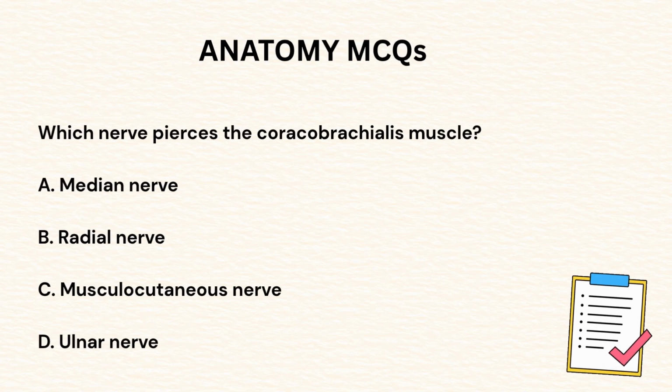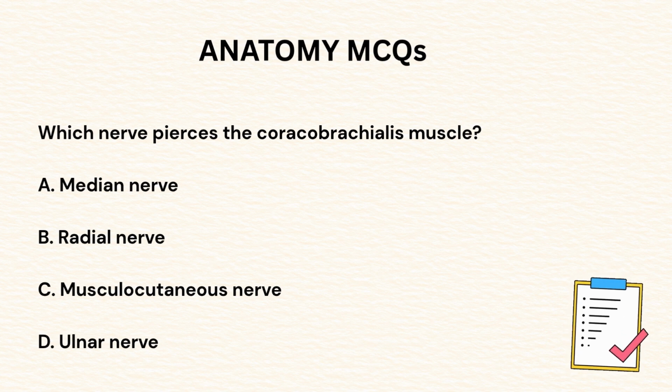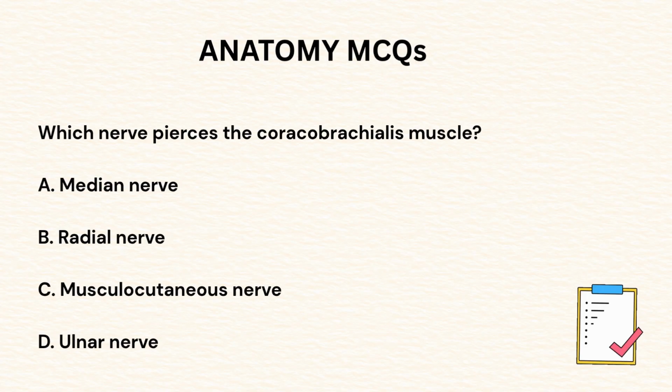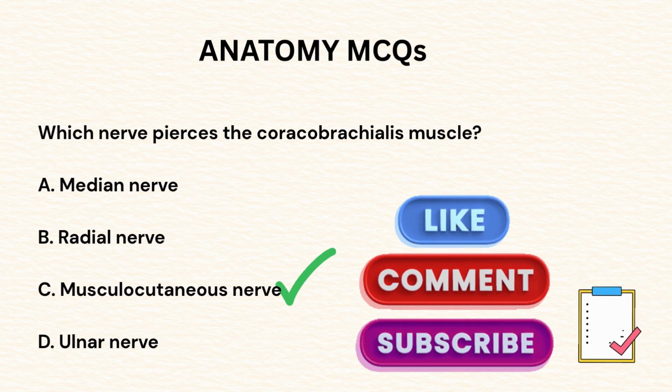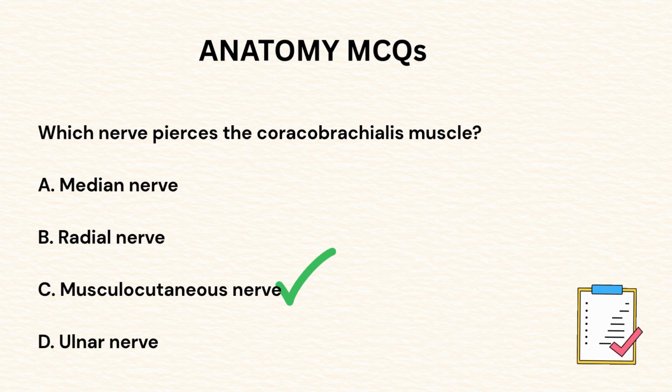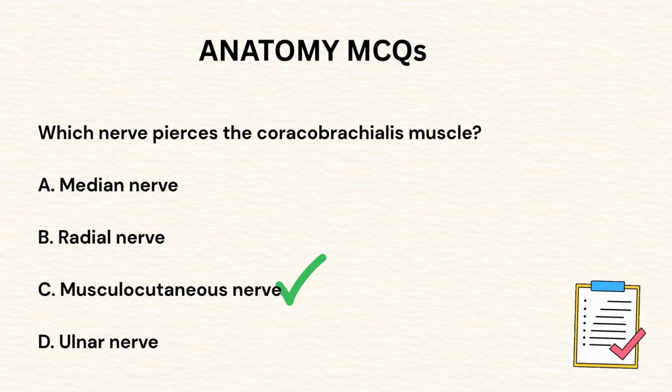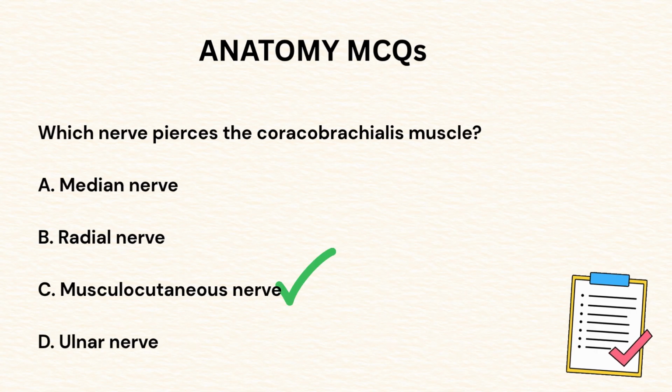Which nerve pierces the coracobrachialis muscle? A. Median nerve. B. Radial nerve. C. Musculocutaneous nerve. D. Ulnar nerve. Correct answer is option C. Musculocutaneous nerve. The musculocutaneous nerve pierces the coracobrachialis, then travels between the biceps brachii and brachialis muscles. It eventually continues as the lateral cutaneous nerve of the forearm. Memory loop: musculocutaneous → coracobrachialis.